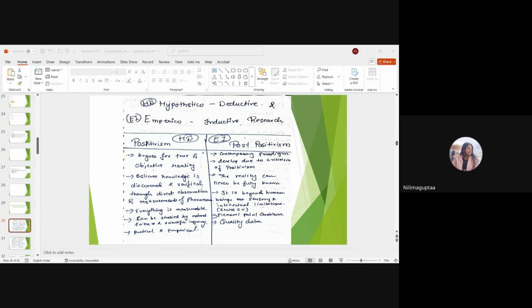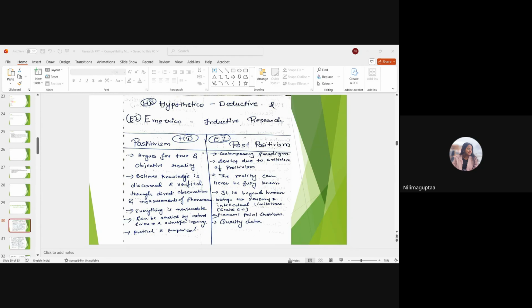Post-positivists believe that reality can never be fully known, and it is beyond human capacity, their sensory and intellectual capacity, to study all these things. So the data gets converted into quality. Qualitative things can be measured, but you cannot give them certain numbers or ratios. Though we have psychological tests also, it's only a parameter. We cannot calculate all of them in numbers.